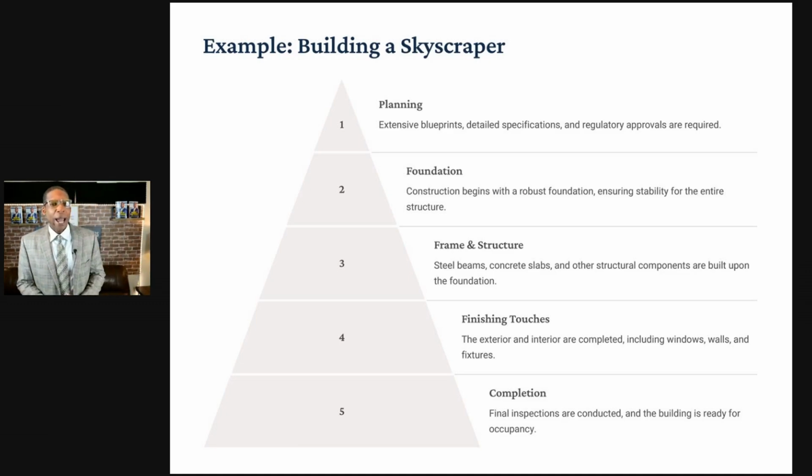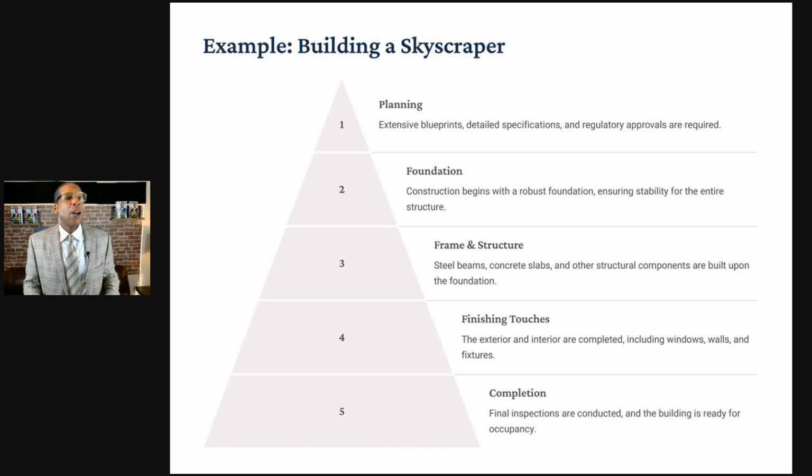Let's say we're building a skyscraper. Our first step will be planning. So extensive blueprints, detailed specifications, and regulatory approvals are required. Next step, foundation. Everything is built on a foundation. If you don't have a foundation, how can you go up? Okay, anyway, I digress. So construction begins with a robust foundation, ensuring stability for the entire structure. Then we have our frame and structure: steel beams, concrete slab, and other structural components are built upon the foundation.